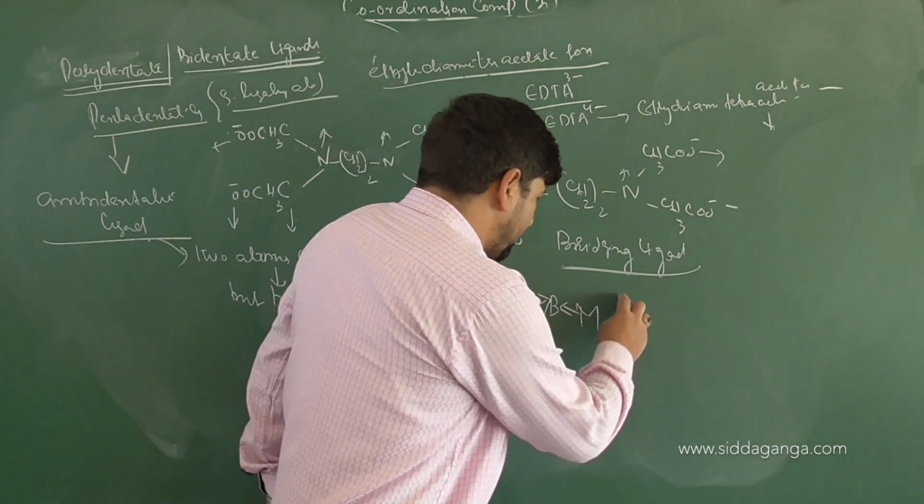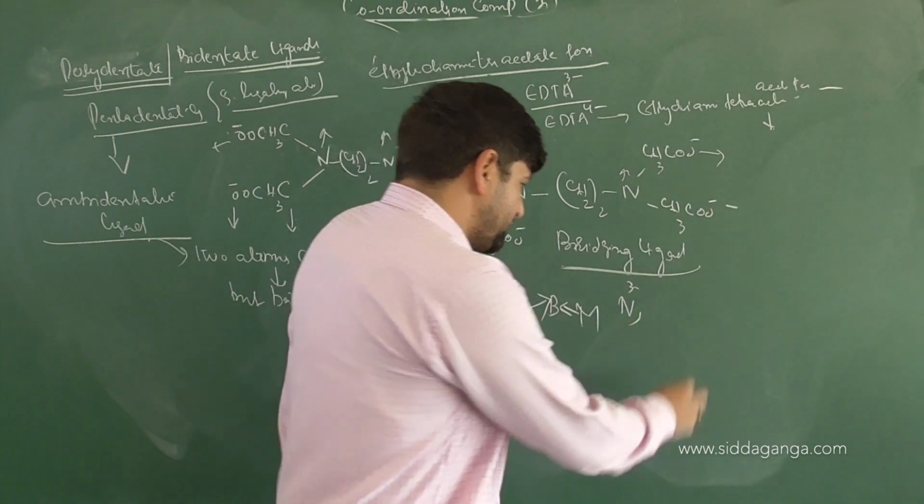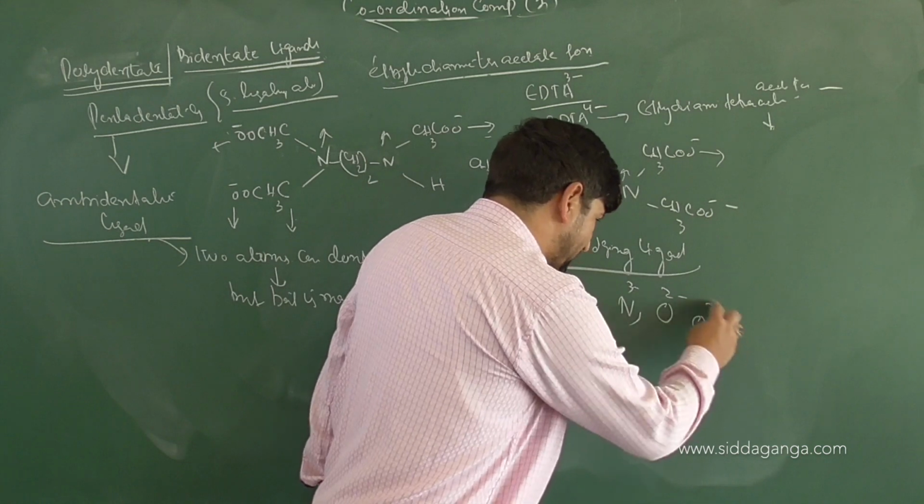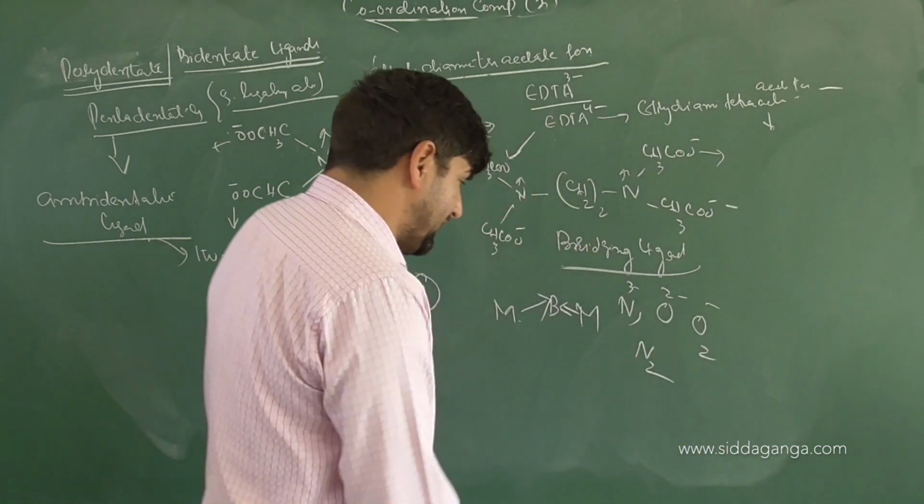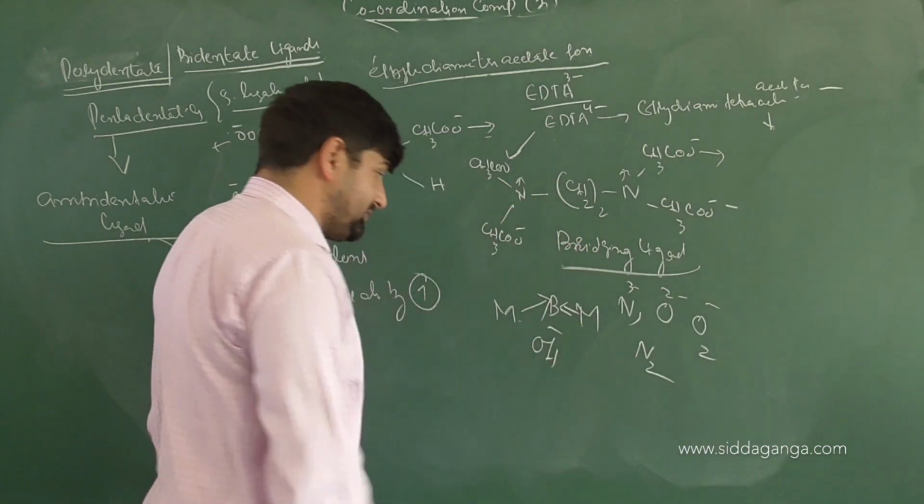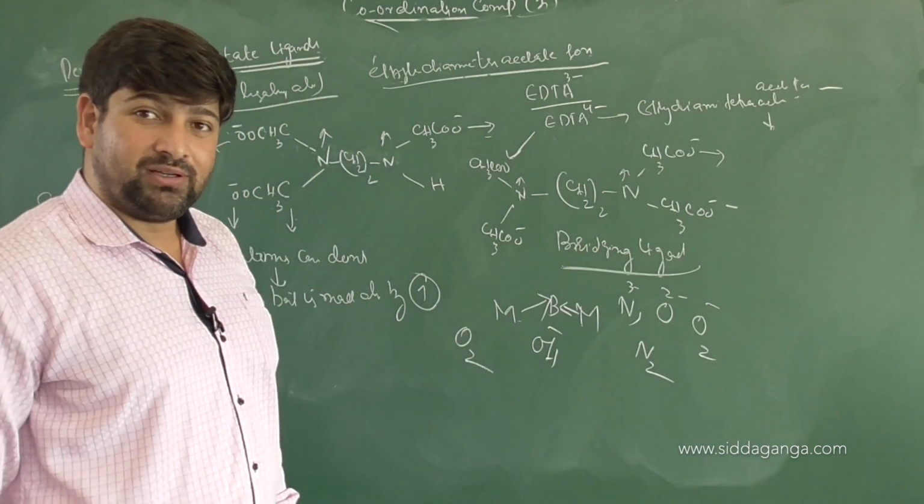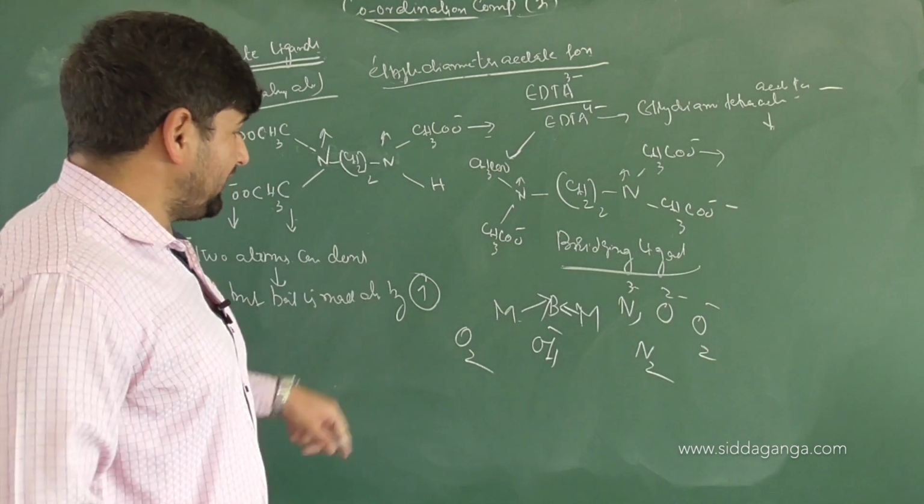Like we have N3 minus, it's a bridging ligand. Say we have O2 minus. Even nitrogen is a bridging ligand. We have OH minus, which is a bridging ligand. We have O2, which is a bridging ligand. However, there are certain ligands.